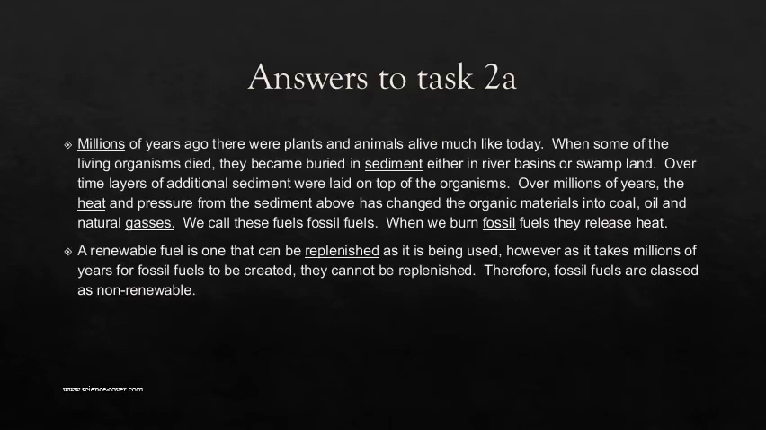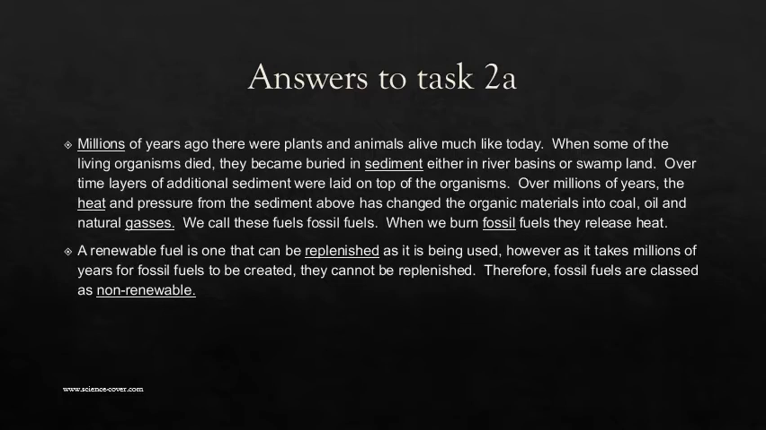Let's have a look at the answer to task 2. Millions of years ago, there were plants and animals alive, much like today. When some of the living organisms died, they became buried in sediment, either in river basins or swampland. Over time, layers of sediment were laid on top of these organisms.